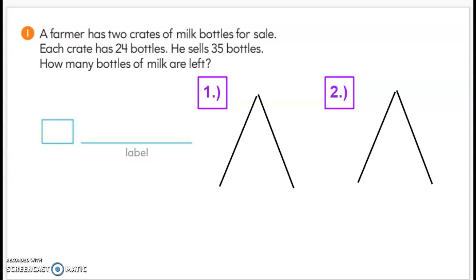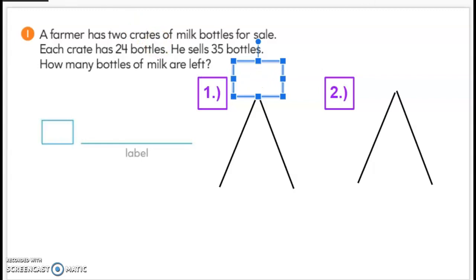A farmer has 2 crates of milk bottles for sale. Each crate has 24 bottles. He sells 35 bottles. How many bottles of milk are left? So right now, do we know how many total milk bottles he has? No, we do not. So our unknown is up at the top there.